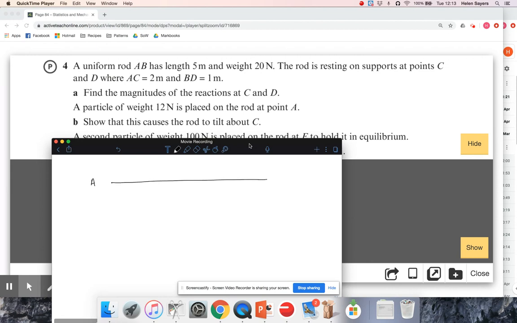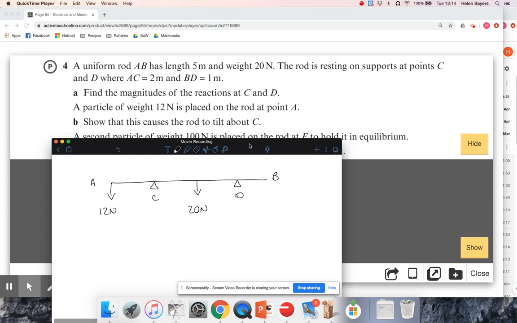So there's A, there's B. The supports are still at the same place. So there's a support at C and a support at D. And we've now got the 12 Newton force at A. The 20 newtons is still working through the centre of the rod because it's a uniform beam. And they're the only forces.